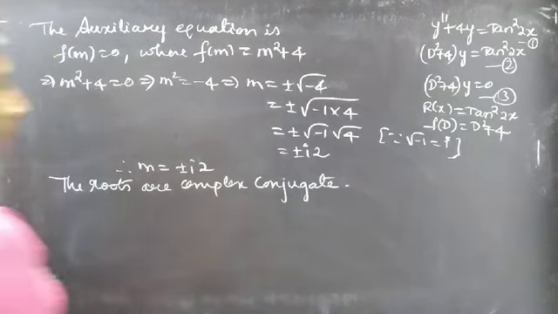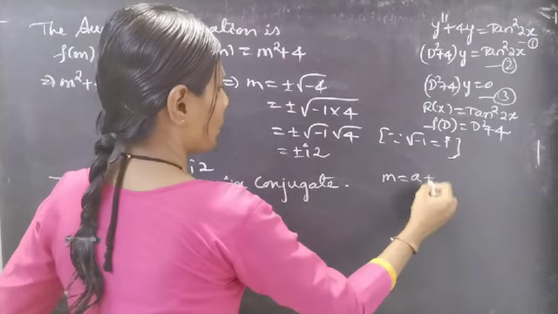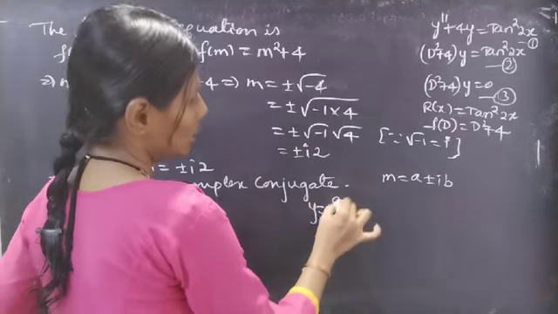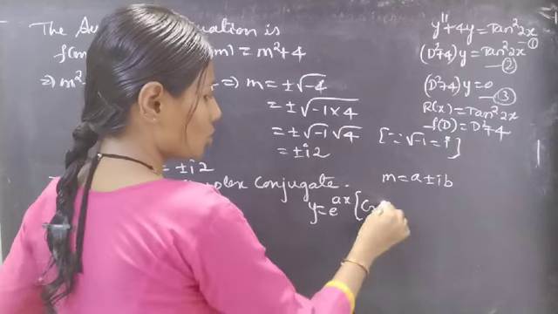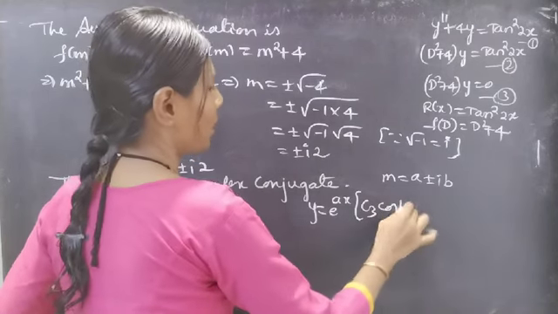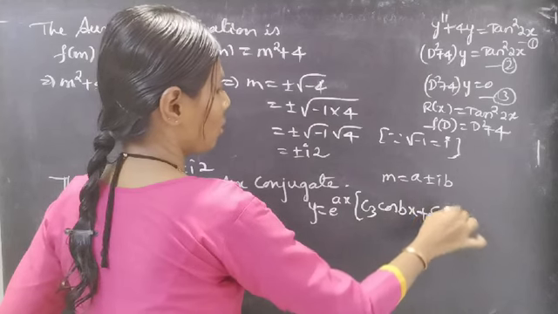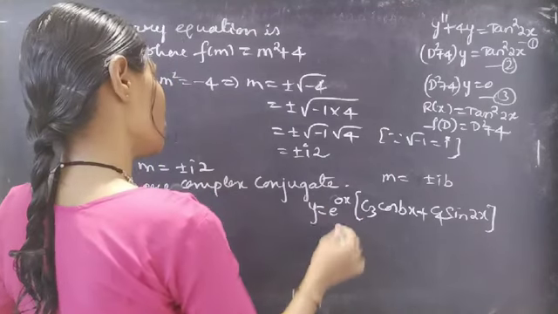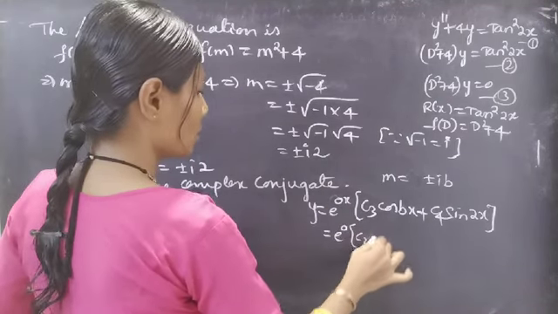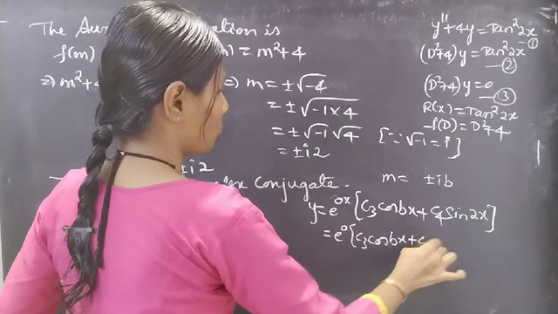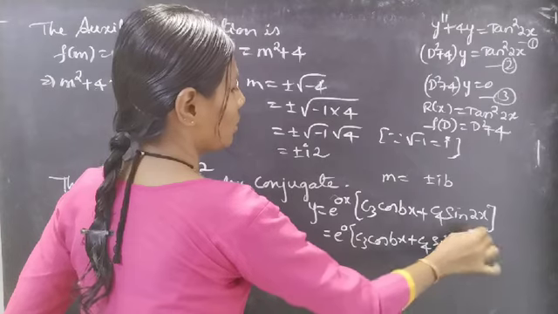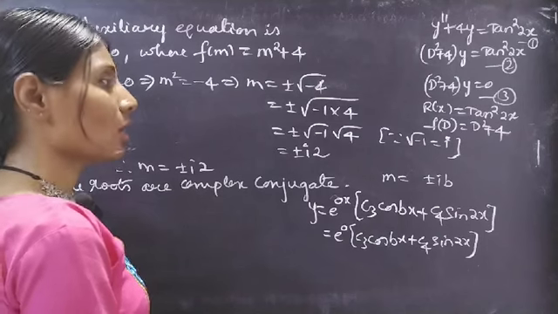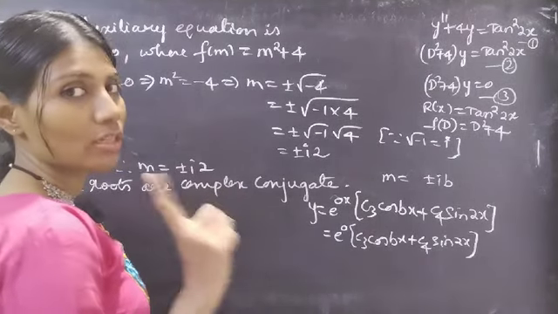We know that when m equal to a plus or minus ib, then the solution of the homogeneous equation will be y equal to e power ax into c3 cos bx plus c4 sin bx. In case of a equal to 0, we'll get e power 0 into x, which is e power 0 into c3 cos bx plus c4 sin bx. Here I am writing c3 and c4 instead of c1, c2, because I wanted c1 and c2 to appear in the last solution, the general solution.